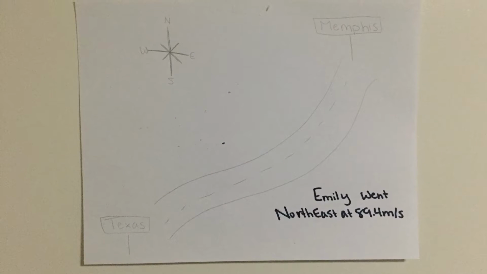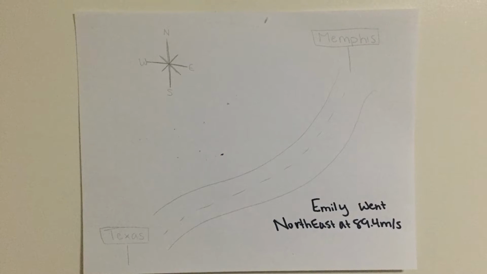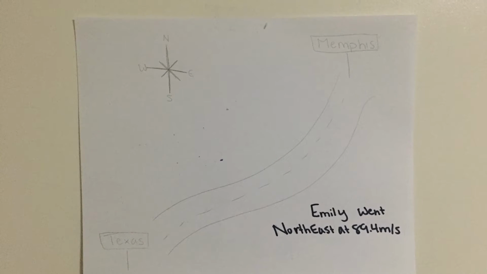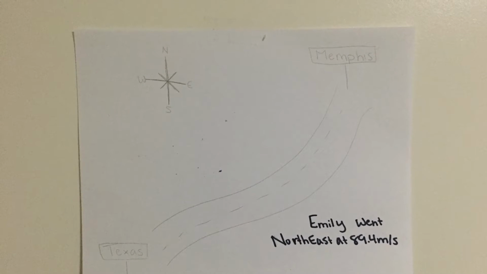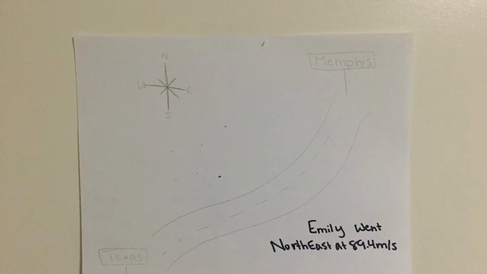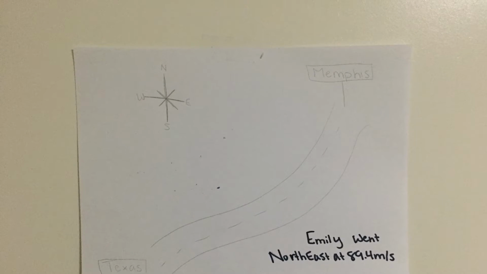Okay, so using the same example, let's say Emily gets distracted by something random like a hippo while driving to Memphis. And now she's really late and starts driving at 200 miles an hour, or in other words, 89.4 meters per second in the northeast direction. Maybe she can make it on time for Christmas at this pace.